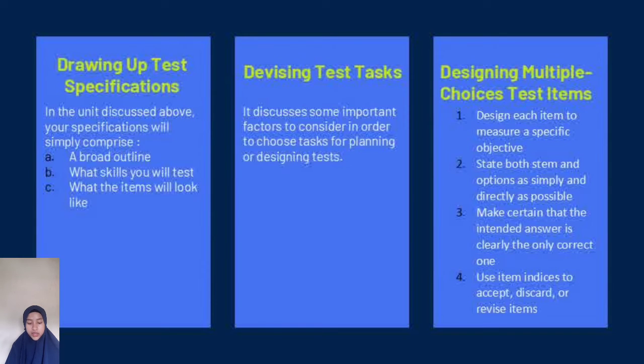And 1. Design each item to measure a specific objective. 2. State both stem and options as simply and directly as possible. 3. Make certain that the intended answer is clearly the only correct one. And 4. Use item indices to accept, discard, or revise items. Okay, thank you. Next will be explained by Anita.